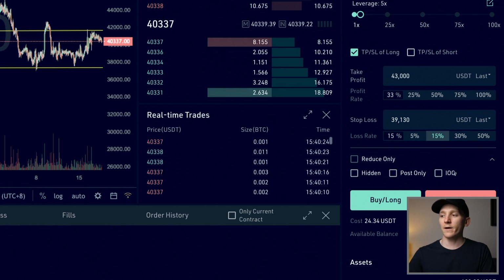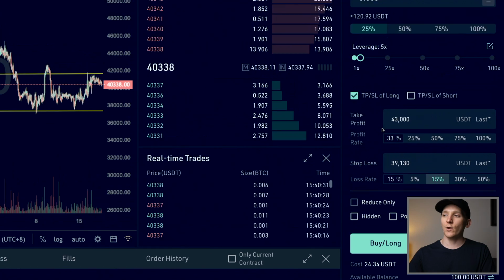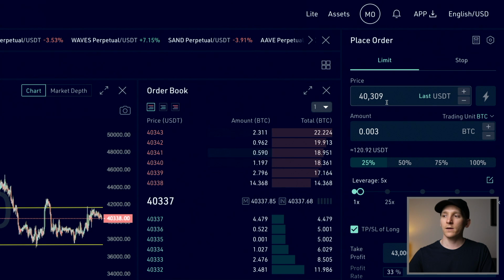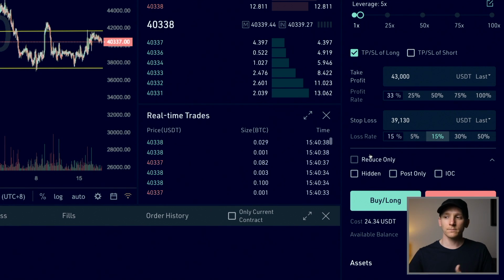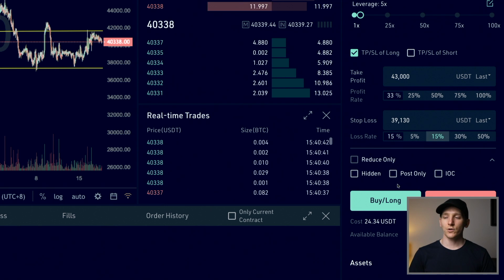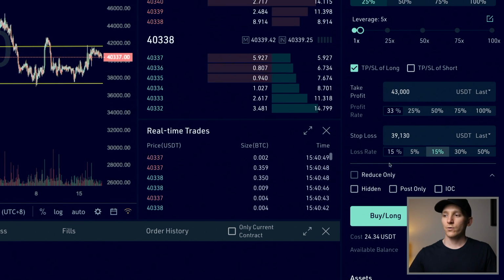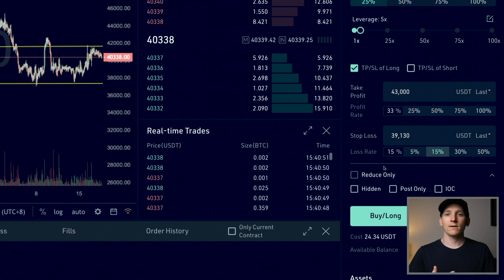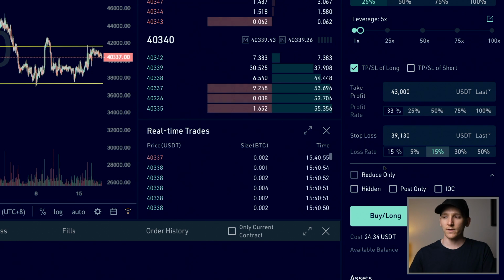Post only and IOC. IOC is immediate or cancel. It means that when you put an order in and you have your limit price right here, it either trades immediately or just gets completely cancelled. Post only is something that you can use when you want to get maker or taker trading fees. So on most trading platforms, and KuCoin is the same, if you are a maker of liquidity, you actually get charged a little smaller amount for your trading fees rather than if you're a taker of liquidity.